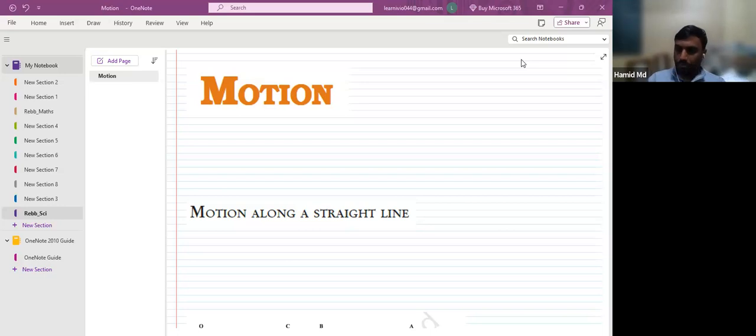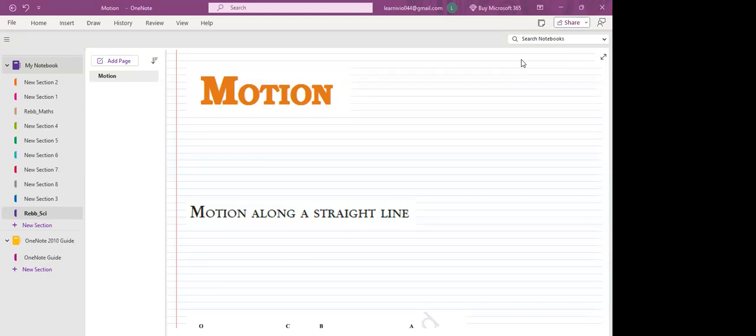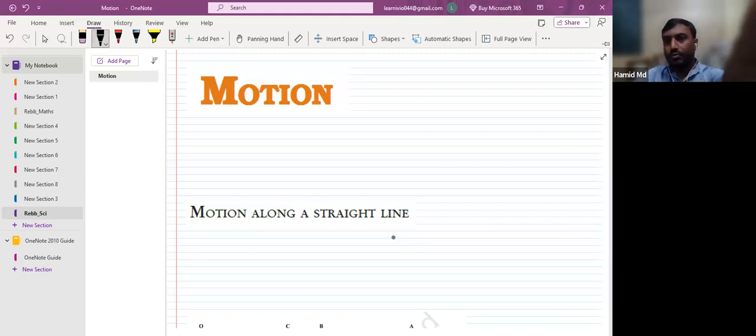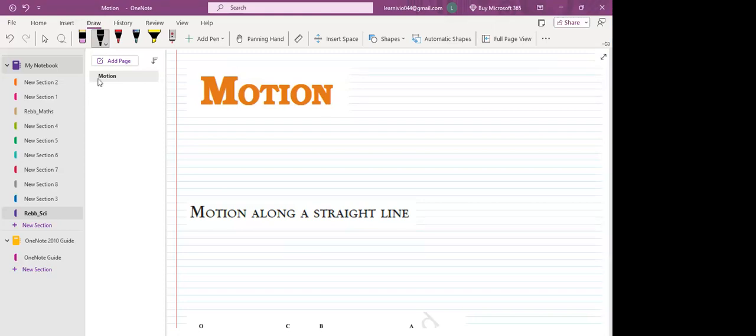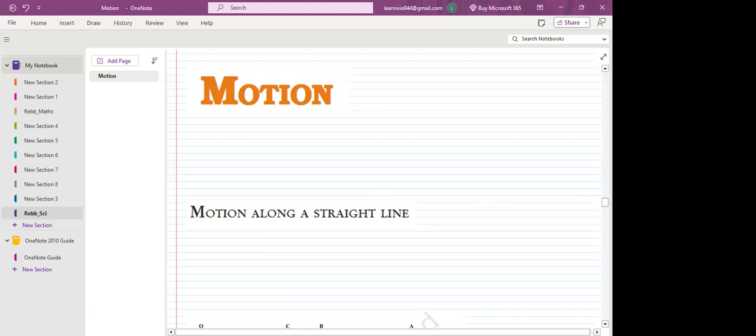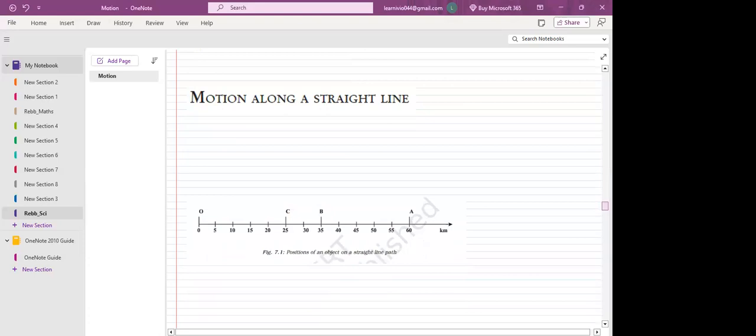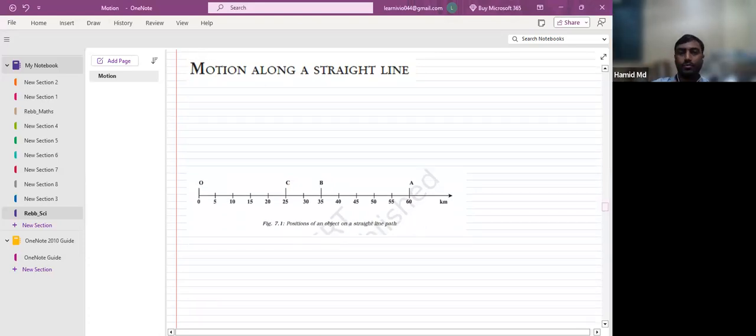So what do you mean by motion? Motion is the process when an object moves or changes its position. Okay, good. So what do we mean by motion in a straight line? Motion in a straight line means when the object is moving along a straight pathway or direction. Okay, that's called motion in a straight line.